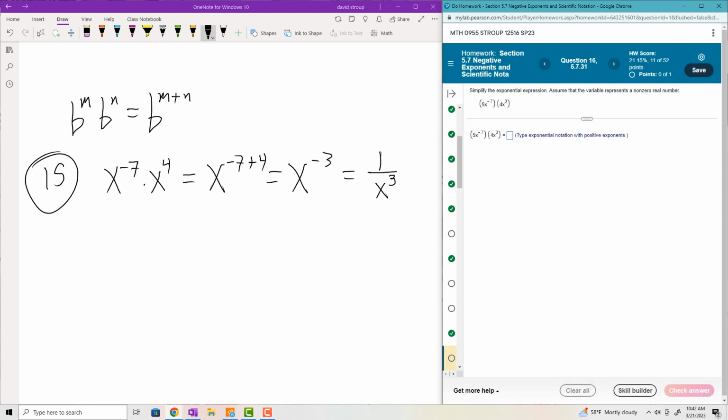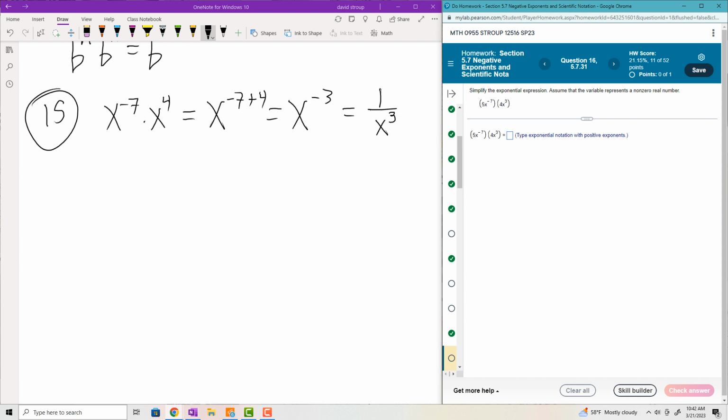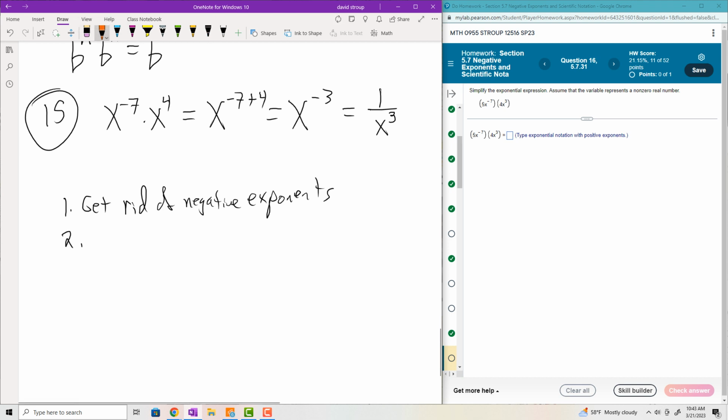Okay. So in this section, what I believe you're doing is just simplifying the heck out of these exponential expressions. And so to simplify, you first need to get rid of negative exponents. Secondly, you don't want repeated bases. So on problem 15, we have two x bases. We want to combine those together. So that's what the second rule means. Get rid of repeated bases.